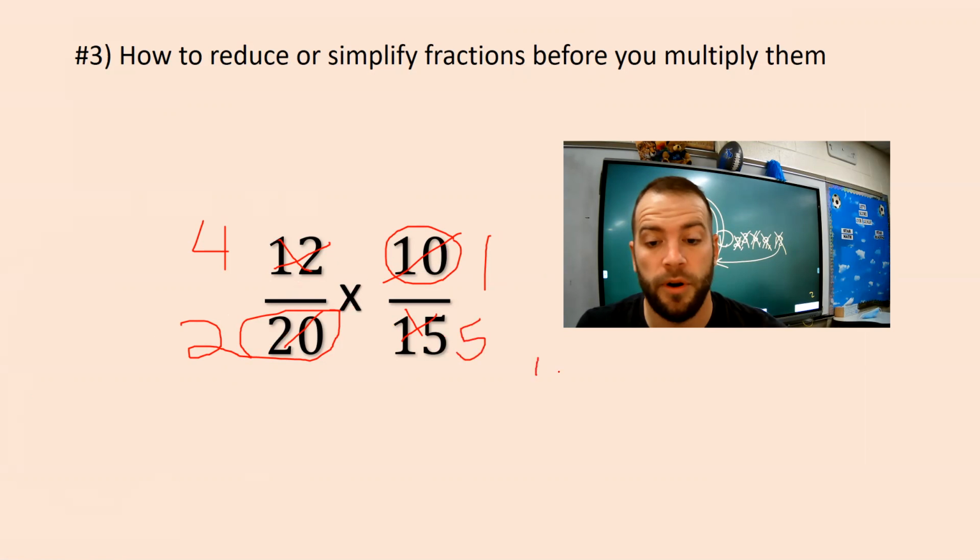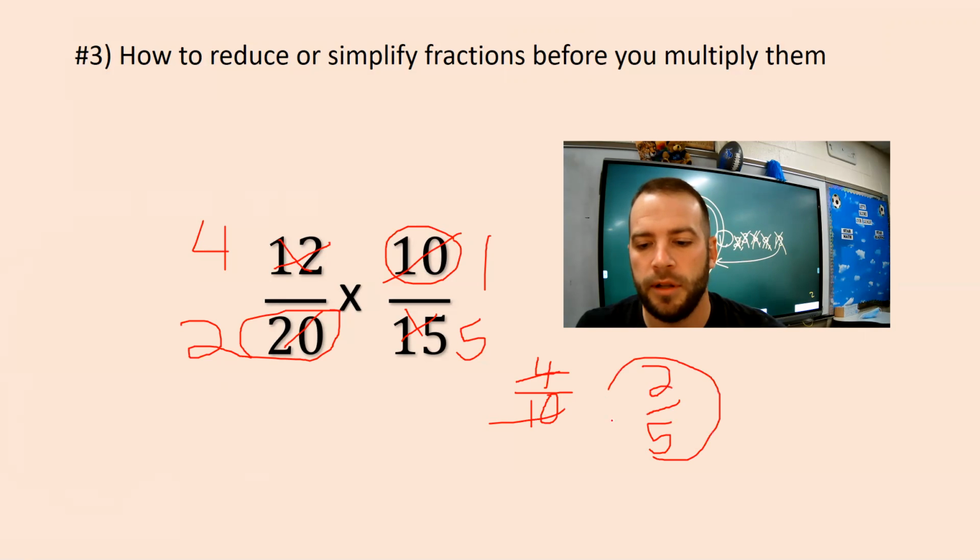4 times 1 is 4. 5 times 2 is 10. Oh, they're both even, so I got to cut them in half. Your final answer is 2/5.